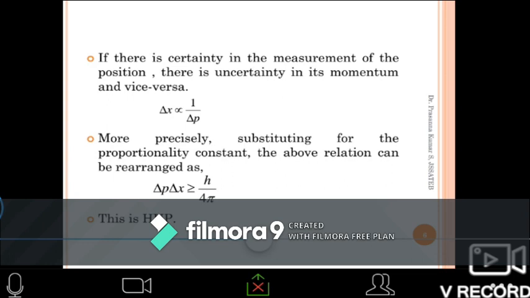They are inversely connected. So now, to get this more precisely, using mathematics, you can get the expression. You can remove this proportionality constant, and therefore delta x and delta p is greater than or equal to h by something. Mathematically one can show that delta p times delta x is greater than or equal to h by 4 pi. That is the Heisenberg uncertainty principle.